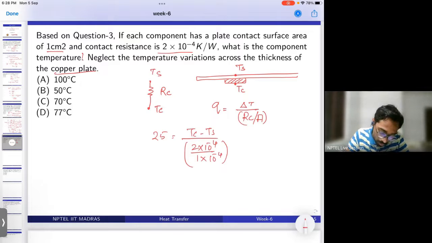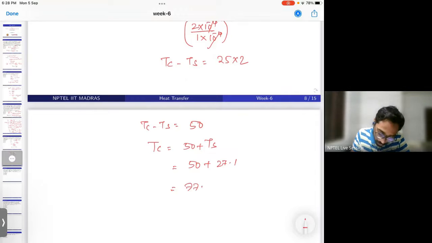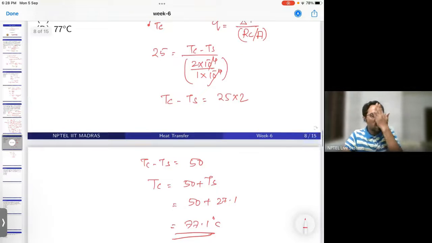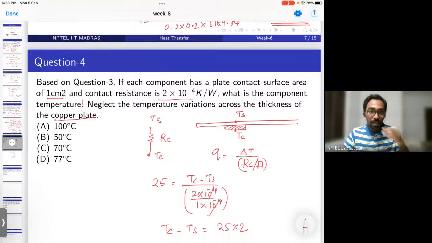So this and this cancel. Tc minus Ts is equal to 25 into 2, that is, Tc minus Ts is equal to 50. So Tc is equal to 50 plus Ts, that is 50 plus 27.1, which is 77.1 degrees Celsius. So this will be the surface temperature of the component, or the component temperature.